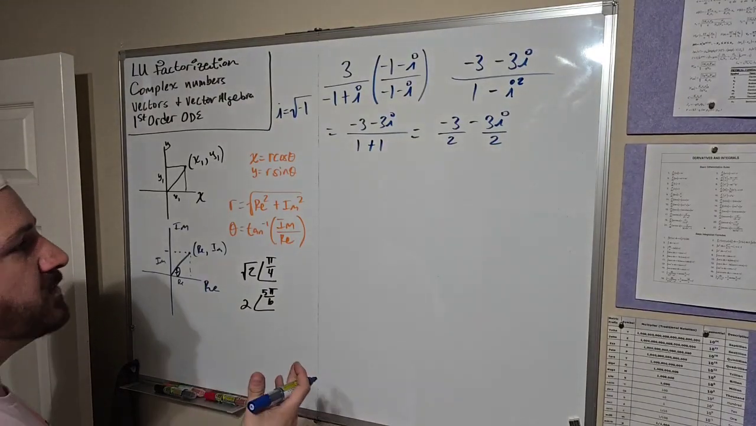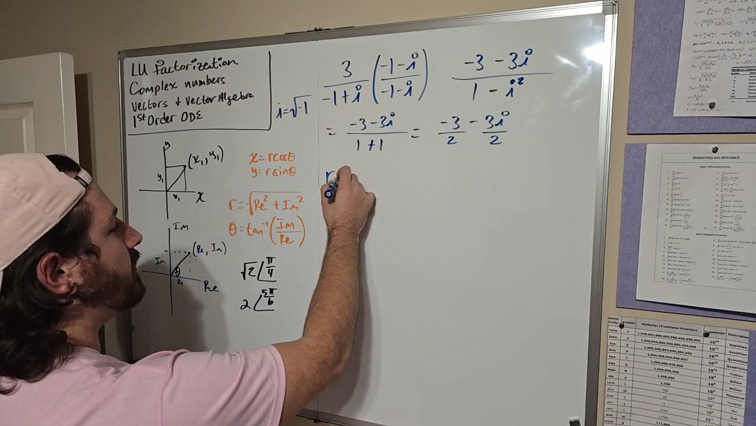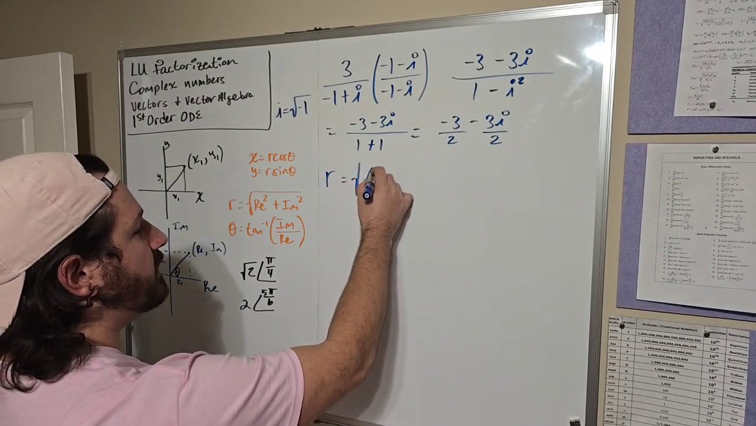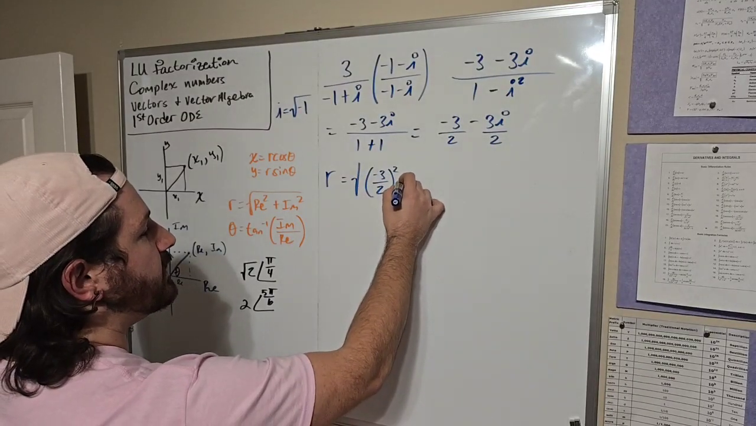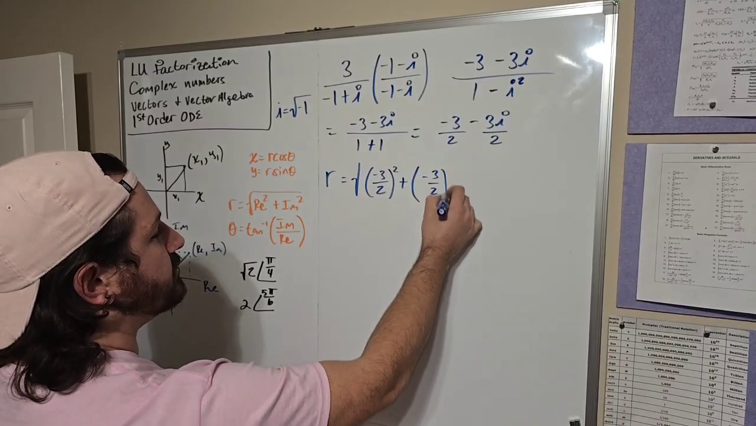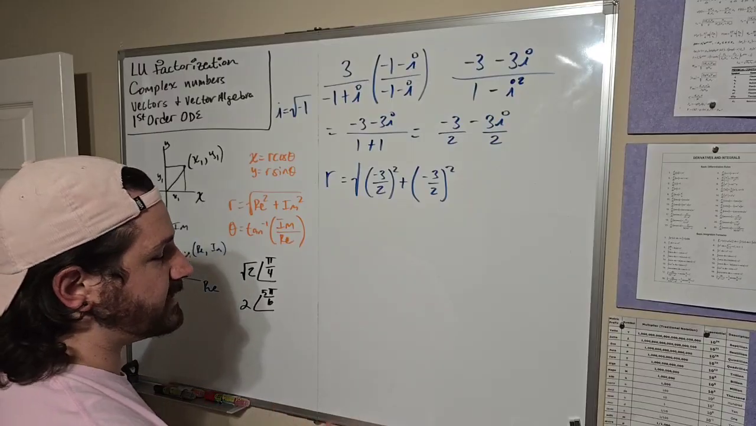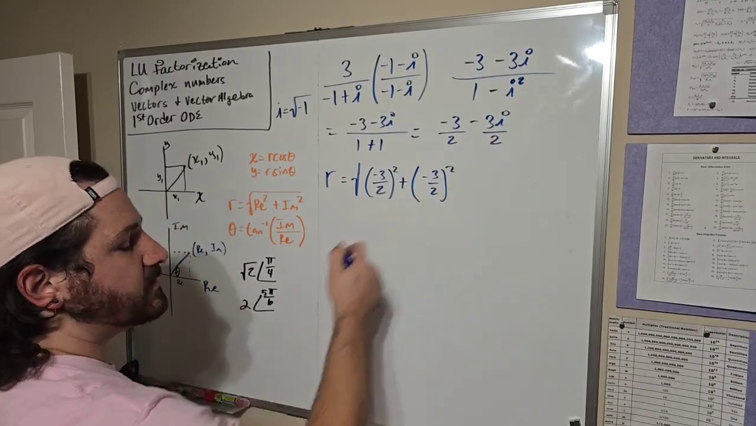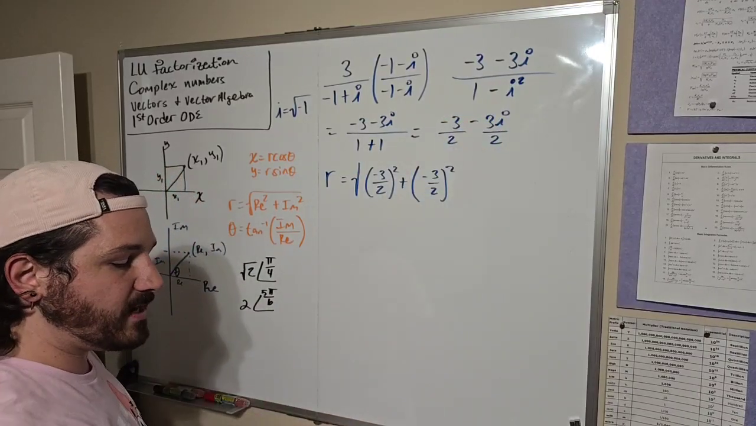Okay, so now that we're armed with the information we need, we can go ahead and decide our r, our radius of our polar number, is going to equal the square root of parenthesis negative 3 over 2 squared, and then plus parenthesis negative 3 over 2 squared. Just be really careful with your parentheses and your negatives. It's really easy to make mistakes here. And also remember, you don't need the i, because when we're taking the imaginary part, it's everything attached to the i, but not the i itself.